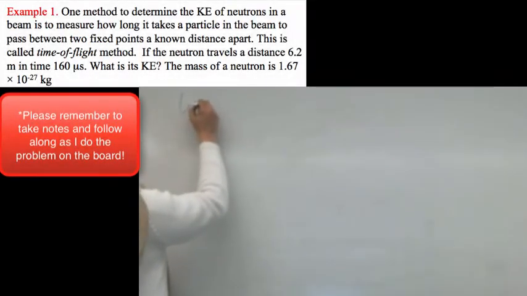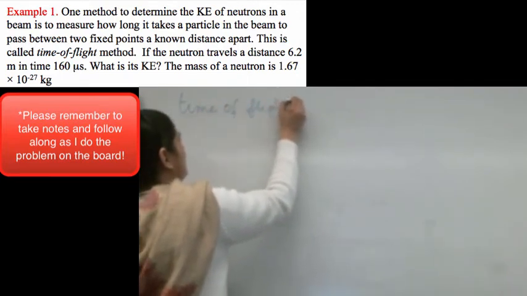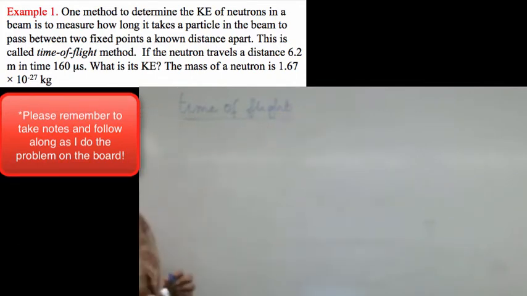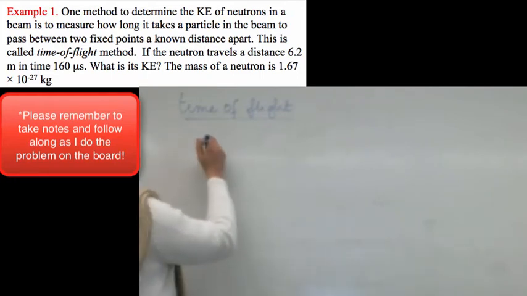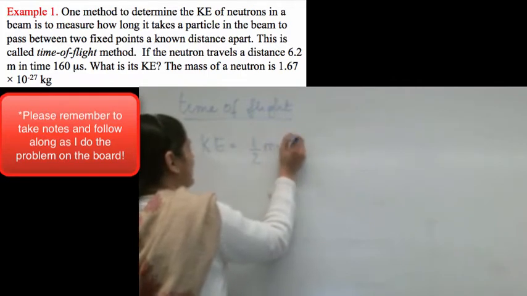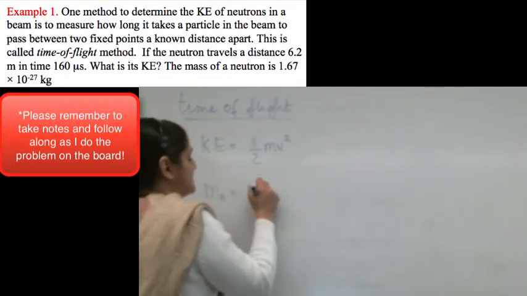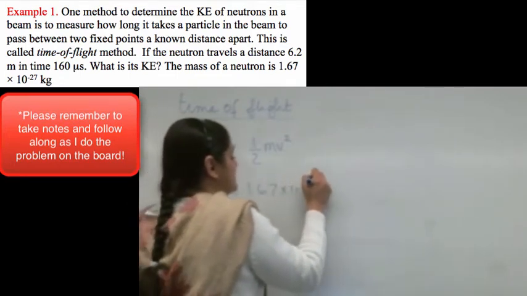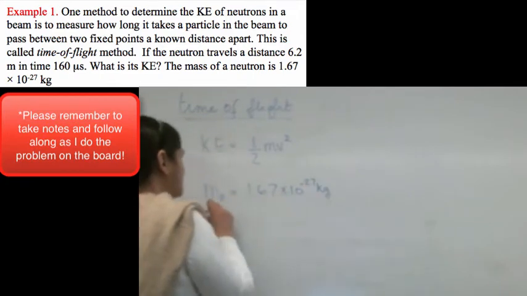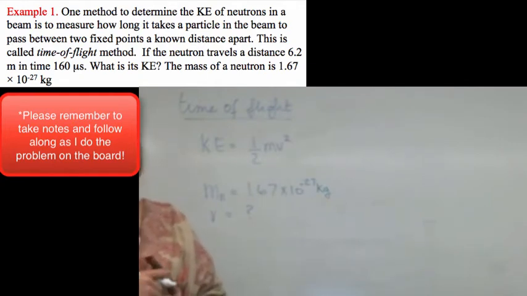So our time of flight is what we need to solve for. It says we need to find the kinetic energy of the beam of particles. We know kinetic energy is equal to half m v squared, and the mass of the neutrons is given as 1.67 times 10 to the minus 27 kilograms, and we do not know its velocity. If we were able to find the velocity, we could calculate the kinetic energy. So what does it give us?